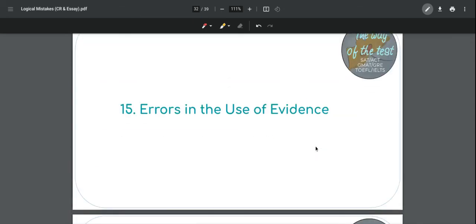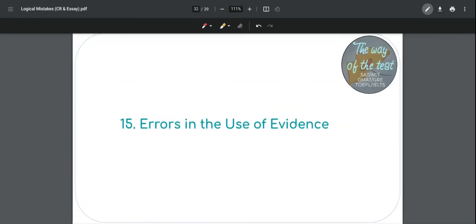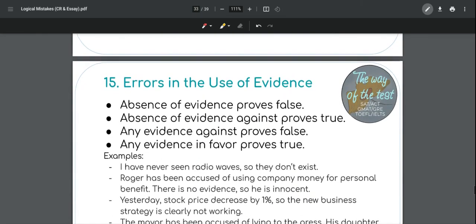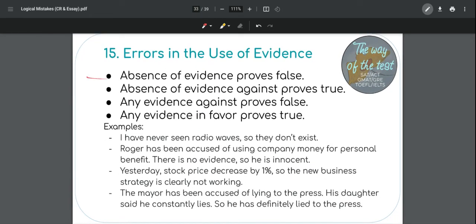Okay, the 15th mistake: errors in the use of evidence. It looks like this. The first mistake is that absence of evidence proves something false. I'm going to go one by one because this may be a little bit confusing. So in the first case, I say, I have never seen radio waves, so radio waves don't exist. Just because I haven't seen them, just because I don't have evidence, I conclude that they don't exist, which is false. Absence of evidence does not prove that something is false.